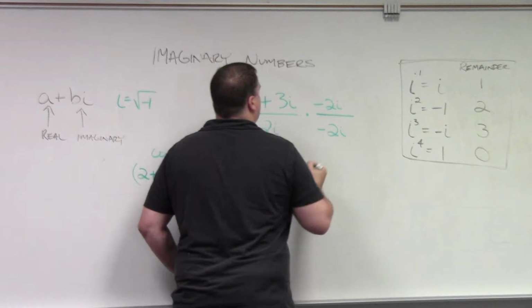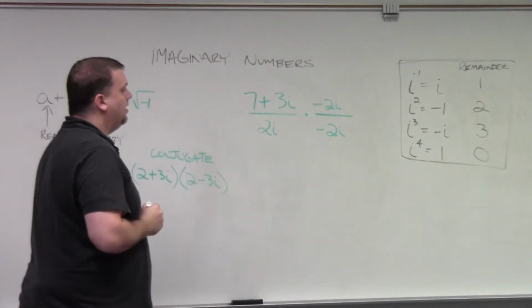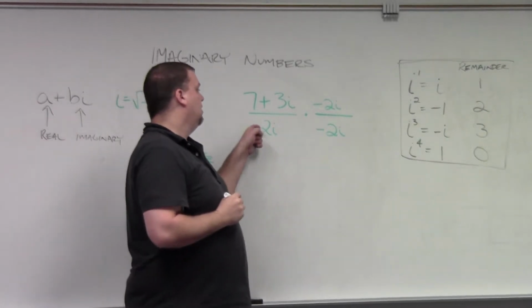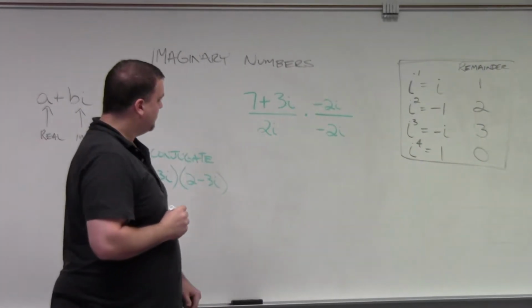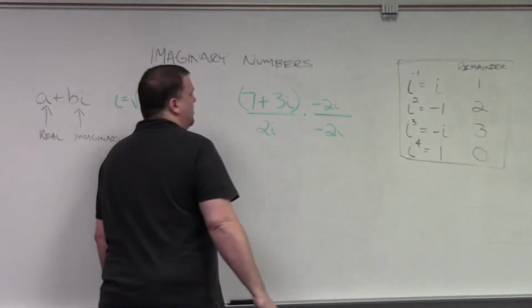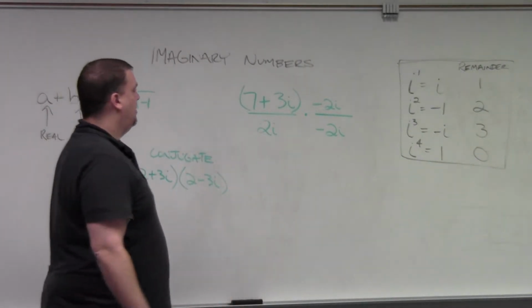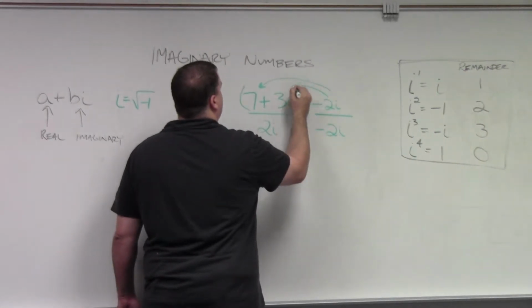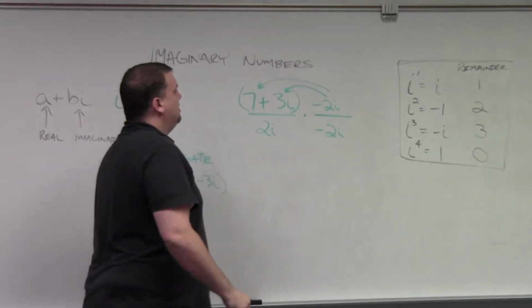So we're just going to take the top and bottom by -2i. Just take the opposite sign of what's in front of i. I have more than one piece on the top, so I'm going to have to distribute. I'm going to have to take -2i times 7 and -2i times positive 3i.